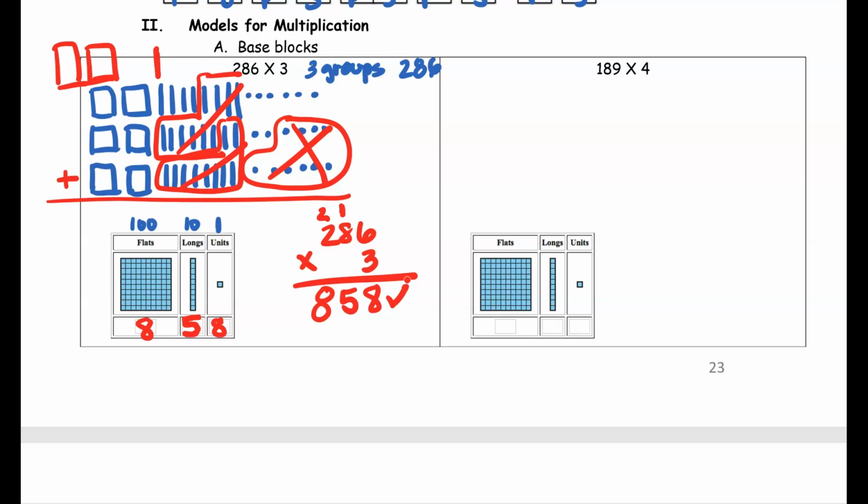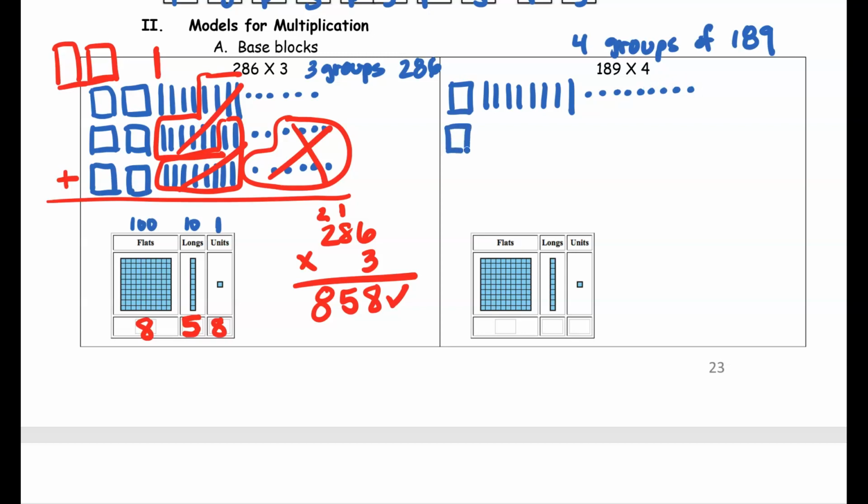So 189 times 4. This would be a great place to pause the video and try it on your own. So I'm going to draw 4 groups of 189 each. So 100, 80, 9. Probably should have made numbers that are smaller. 180, 2, 3, 4, 5, 6, 7, 8, and then 9.